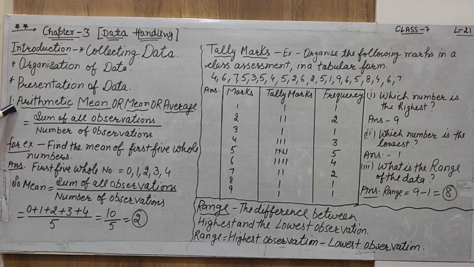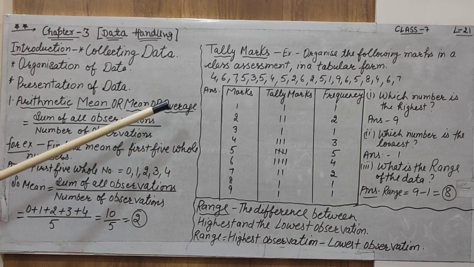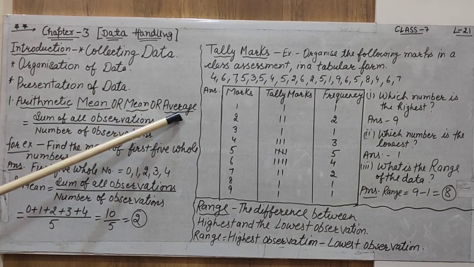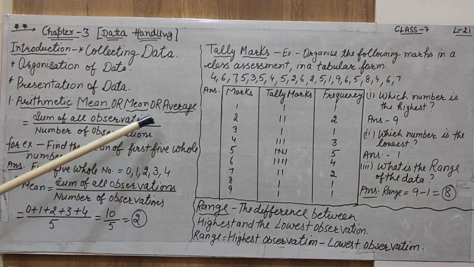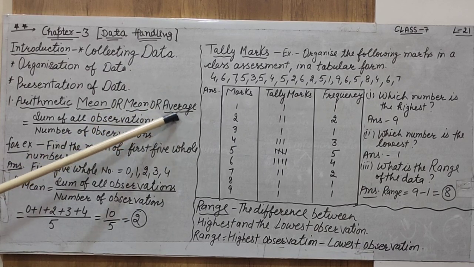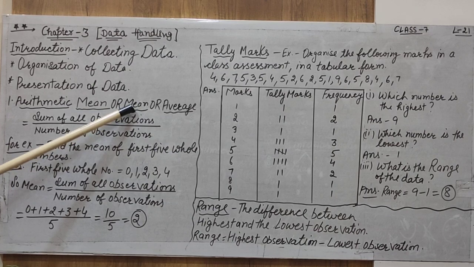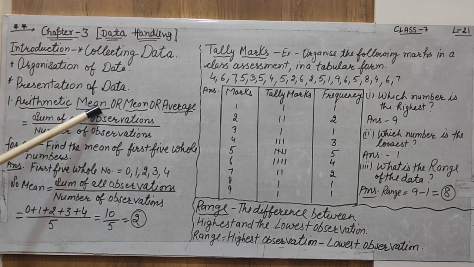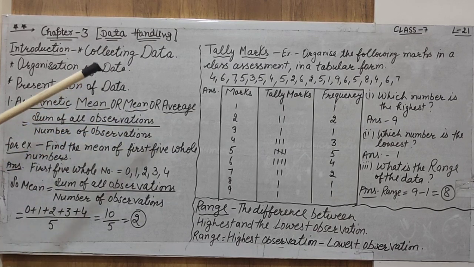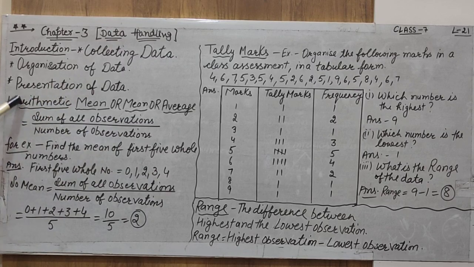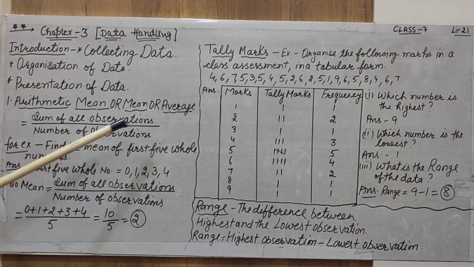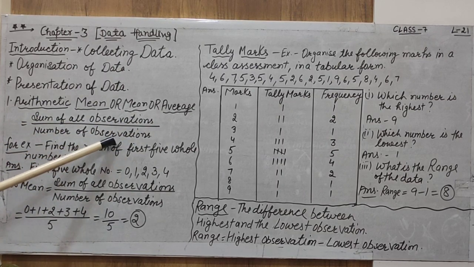Now the first topic of data handling in your syllabus is arithmetic mean, or we can say mean, or mean can also be called average. To find the average of some observations, or mean of some observations, or arithmetic mean of some given observations, what is the formula first of all used? The formula is the sum of all the given observations divided by the number of observations.